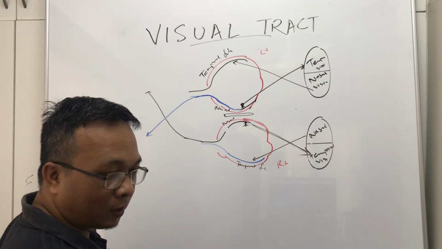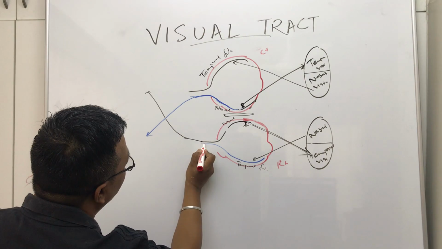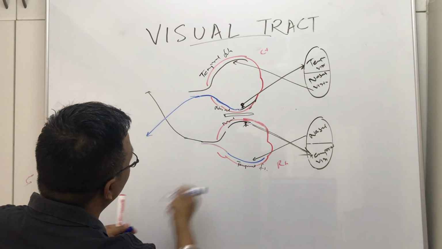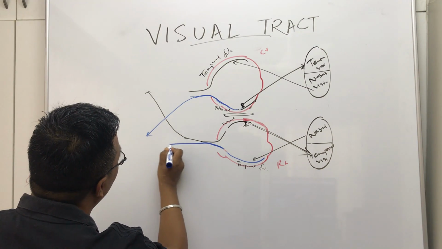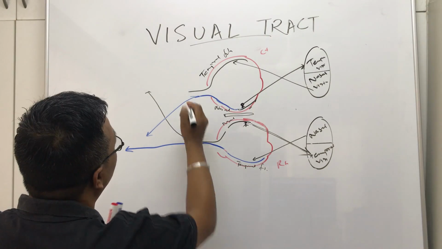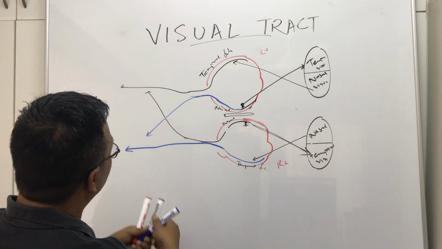Okay, and the temporal fibers. I'm continuing with this red one. So the temporal fibers don't cross to the opposite side. They run on the same side.